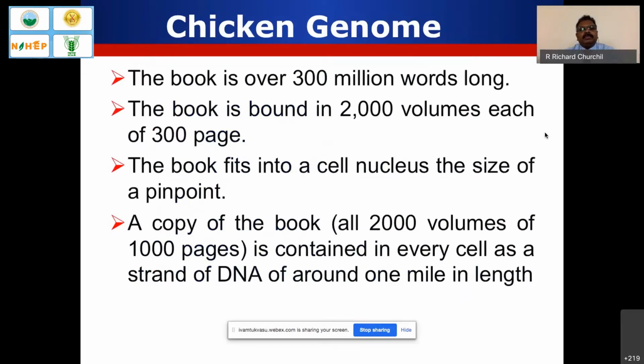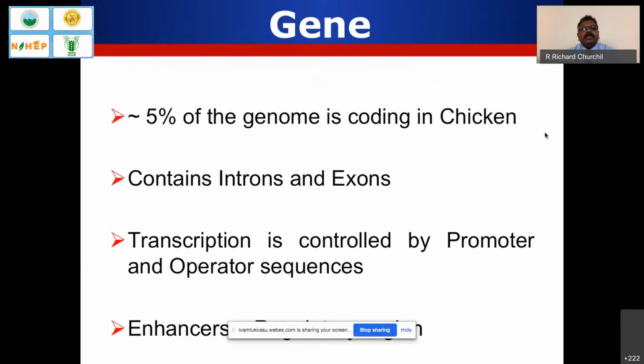So if you print these base pairs, ACGT, into a book, it will contain 200 volumes of books of 300 pages. You can imagine how much data is stored in a very tiny nucleus. So this information is packed in all the cells. All the cells have this much information, and if you unwound this DNA, it would run to a mile length, 1 mile of length. So that much DNA is packed in the genome nucleus.